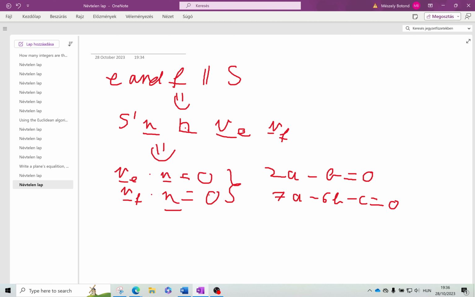You look at the direction vectors, and it's basically 2, 1, 0, so that's not here. 7, so it's minus 1, 0, 7, minus 6, minus 1. This is how you multiply scalar.